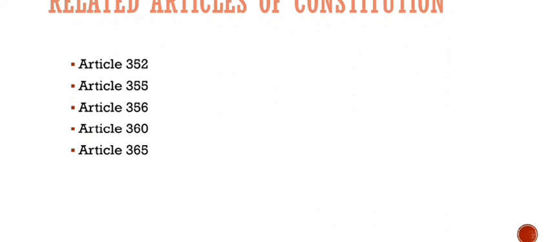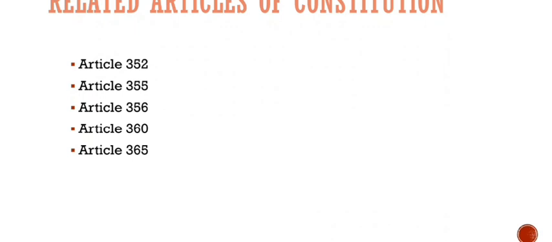Coming to the related articles of the constitution in this particular case, before moving into the details of the case, we have to brush up some articles of the constitution. As we know, our constitution is a lengthy constitution and we have a lot of articles. But from the point of view of various competitive exams, we have to remember the content of some of the important articles. Here, these are the articles related to the S.R. Bommai case. First is Article 352. What is Article 352? It is regarding the proclamation of emergency, right?